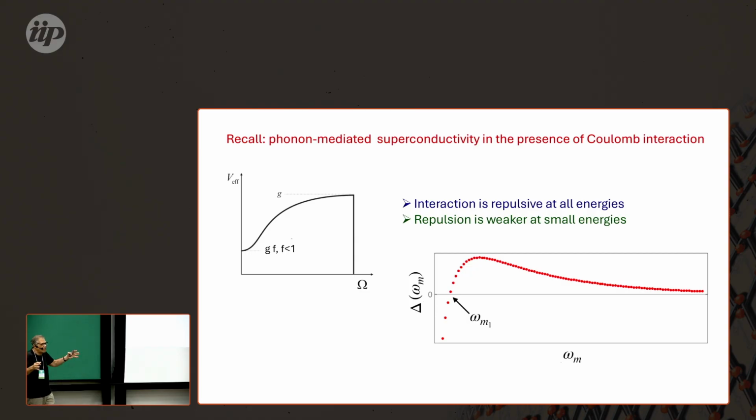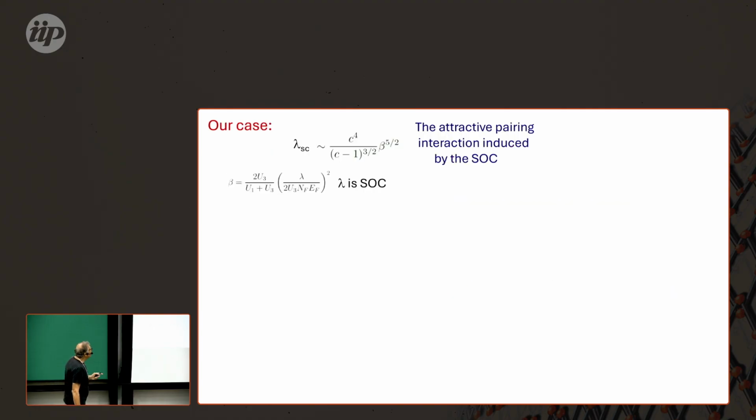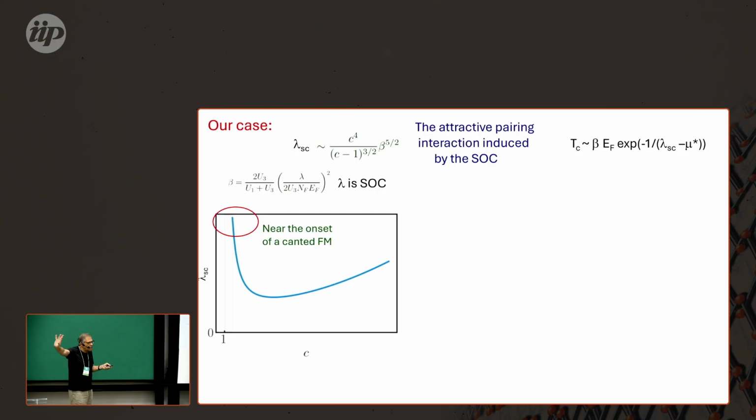But the bottom line is that if you have a situation when there's an attractive interaction in a narrow range and a repulsive interaction in a much wider range, then it's a story with lambda and mu star. So then you expect that you will get superconductivity. And this superconductivity is induced by spin orbit. And the last thing is that it has some dependence on the small parameter, but also has dependence on C. And in particular, it strongly enhances again near the onset of ferromagnetism, also deep inside the ferromagnetic state. But this is in the ordered state.